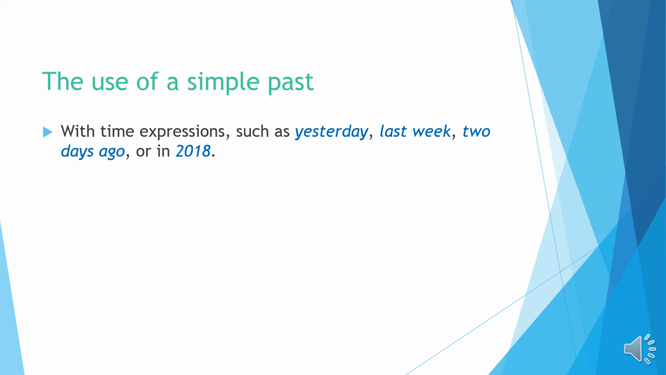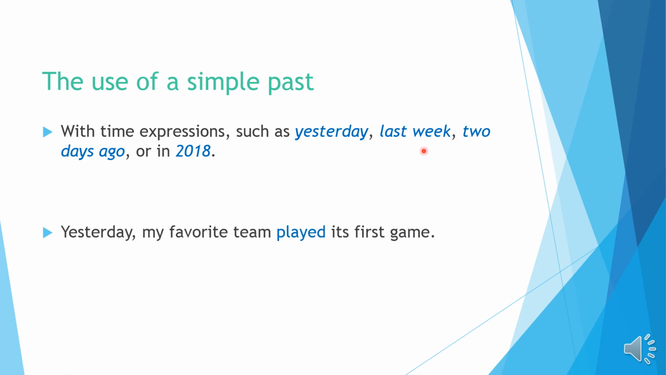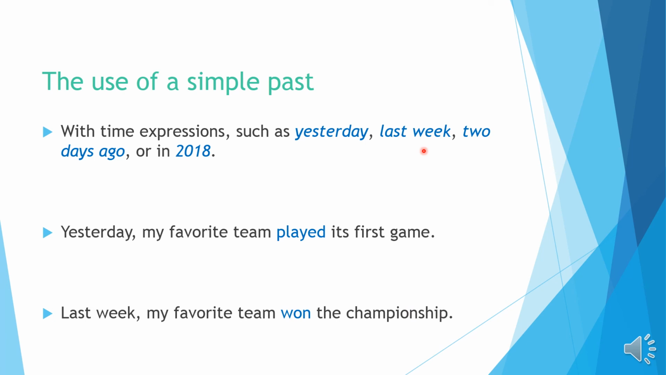We use the simple past tense with time expressions such as yesterday, last week, 2 days ago, or in 2018. Yesterday, my favorite team played its first game. Last week, my favorite team won the championship. So here we added ed to the verb, and here we changed the verb into the past, won, because it is an irregular verb.